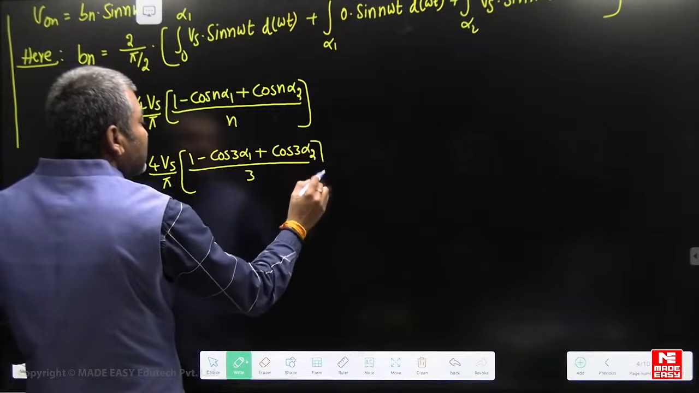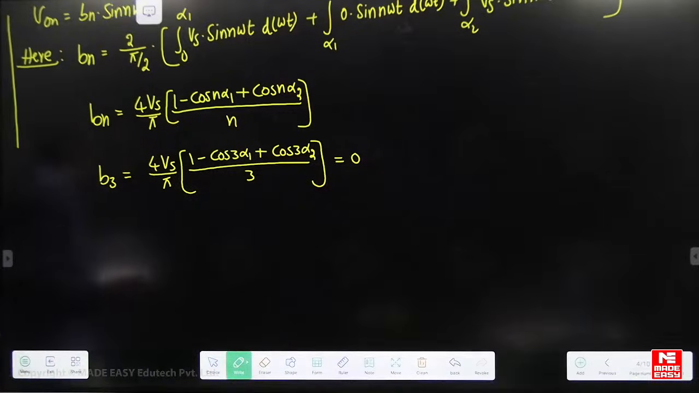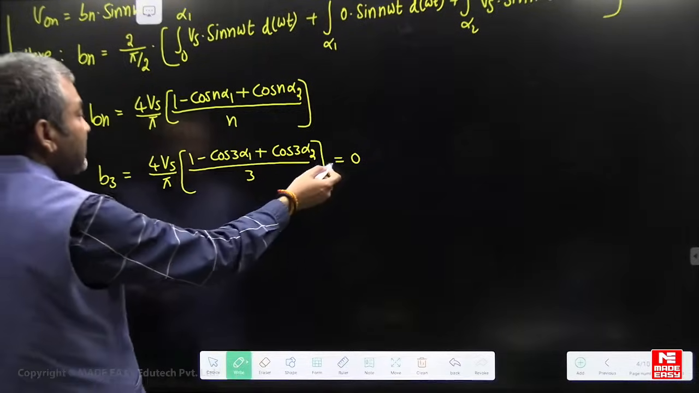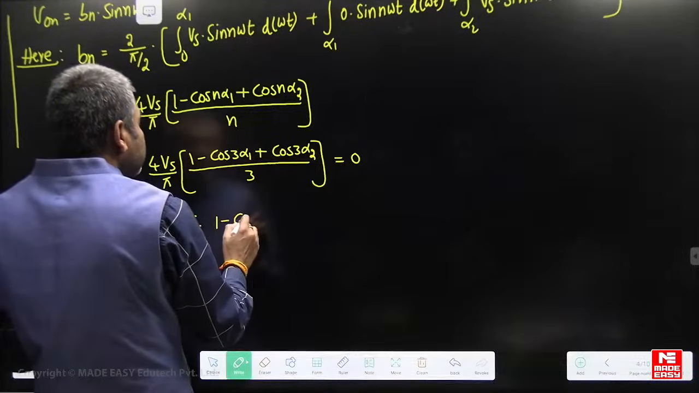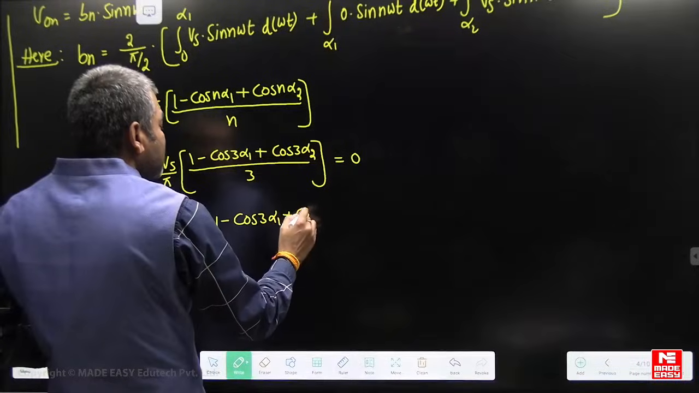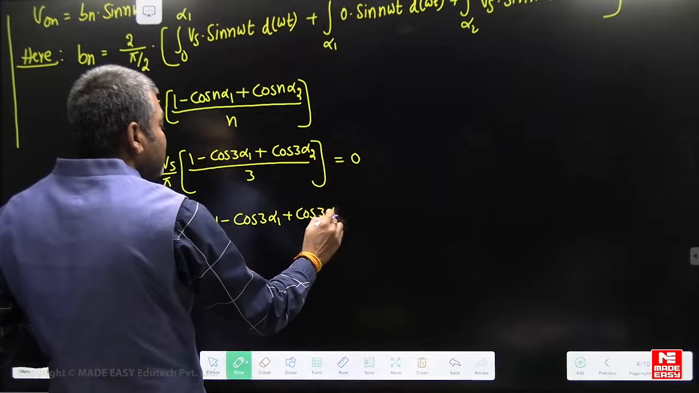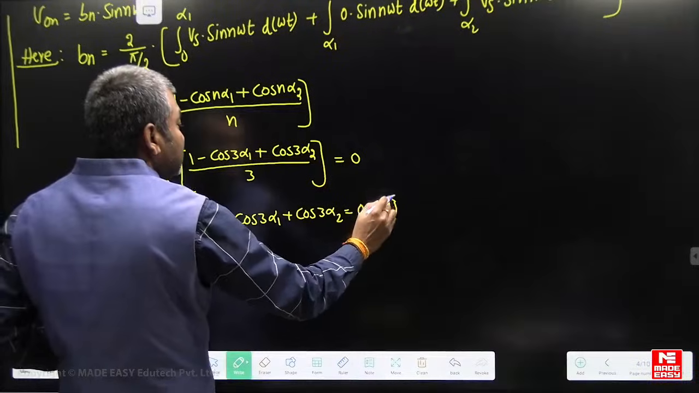So, here I want to eliminate the third. So, equate the third harmonic voltage to 0 because I want to eliminate the third. So, from this I can write 1 minus cos 3 alpha 1 plus cos 3 alpha 2 is equal to 0. This is equation number 1.